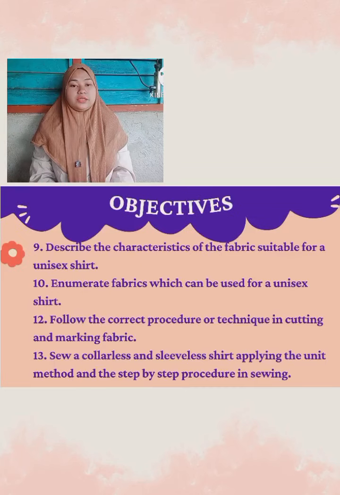So ninth is describe the characteristics of the fabric suitable for a unisex shirt. Enumerate fabrics which can be used for a unisex shirt. 12th, follow the correct procedures or technique in cutting and marking fabric. 13th, sew a collarless and sleeveless shirt applying the unit method and the step-by-step procedure in sewing.